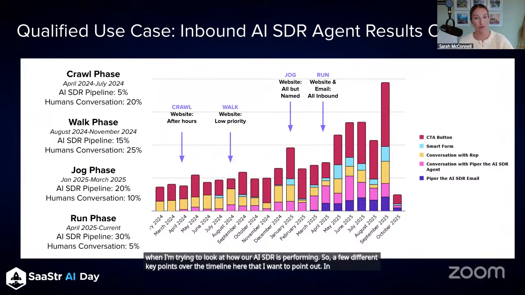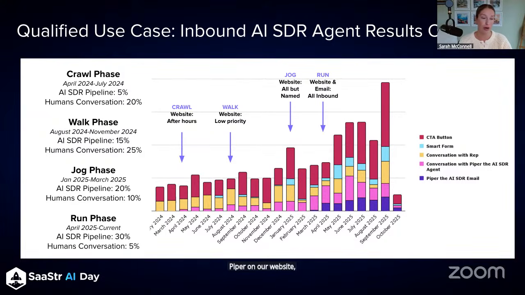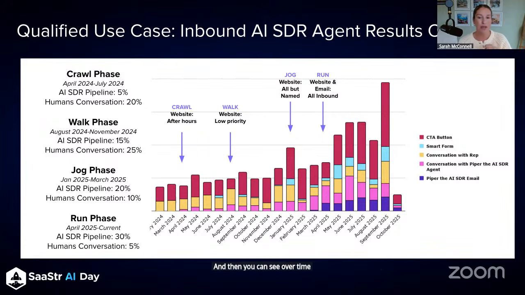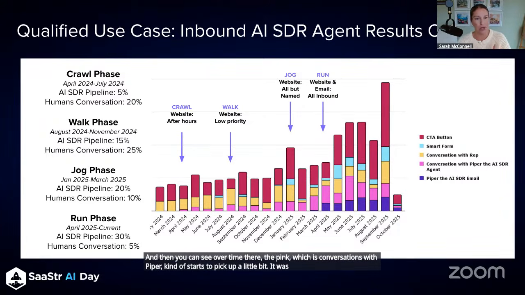In April 2024, that's when we launched what we call Project Night Owl. So that was when we put Piper on our website after hours to work on after hours traffic. So the yellow bar that you're seeing, that's conversations with a human. That's rep conversations. So that was a pretty good chunk of the pipeline that we were seeing. And then you can see over time there, the pink, which is conversations with Piper, starts to pick up a little bit. It was after hours, so it's not a ton.